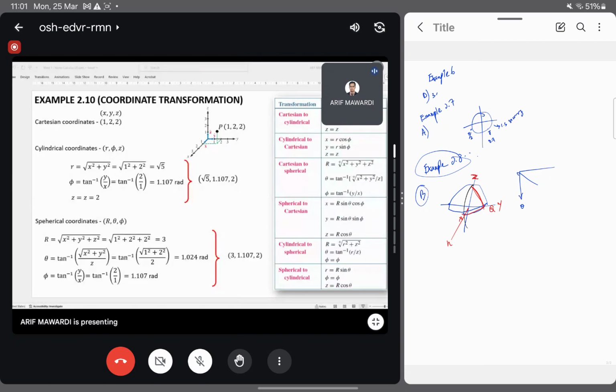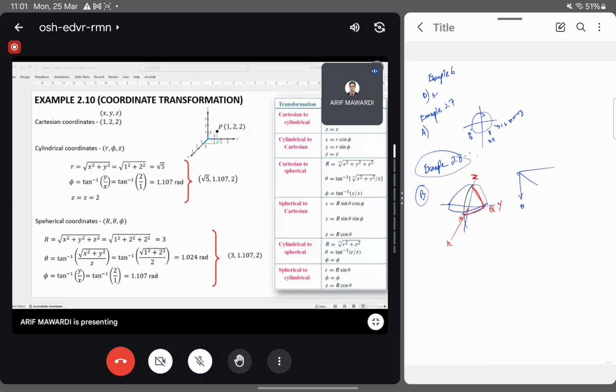Okay, so that is how you do coordinate transformation. By coordinate transformation here, I mean you are given the coordinates of a given point in one particular coordinate system, and now you want to find the coordinates of the same point in a different coordinate system. Okay, so let's do another example.